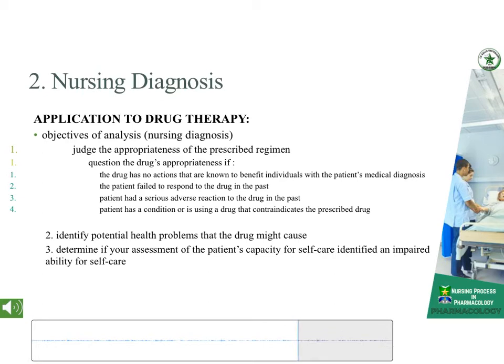Now, once potential adverse effects and interactions have been identified, pertinent nursing diagnoses can be formulated. For example, if the treatment is likely to cause respiratory depression, an appropriate nursing diagnosis would be risk for impaired gas exchange related to drug therapy.